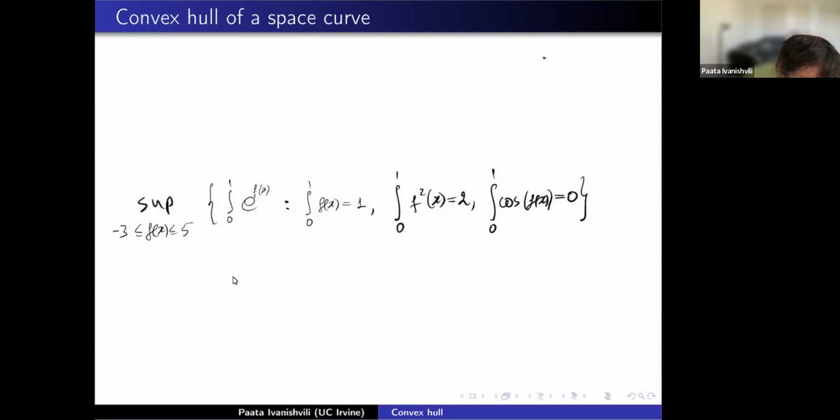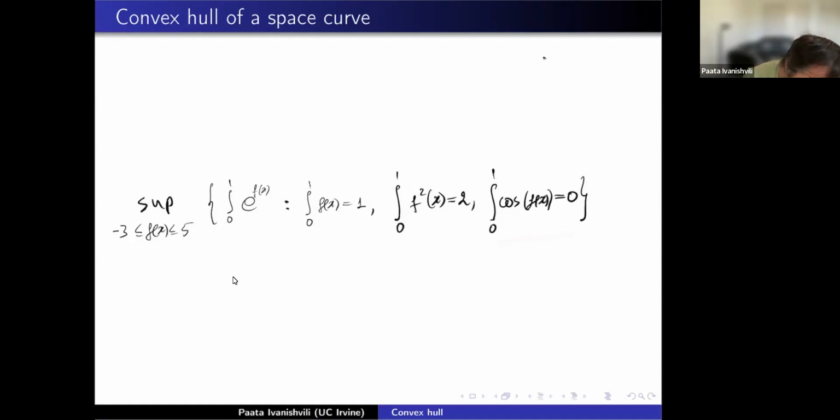And then you fix the integral from 0 to 1 of f(x), let's say it is 1. You fix the integral of f squared. It can be a different parameter, not necessarily f squared. And then you fix the integral of cosine f(x). So you fix some functions of f. You should think of f as a test function. Can you find this solution? Can you say what the supremum is?